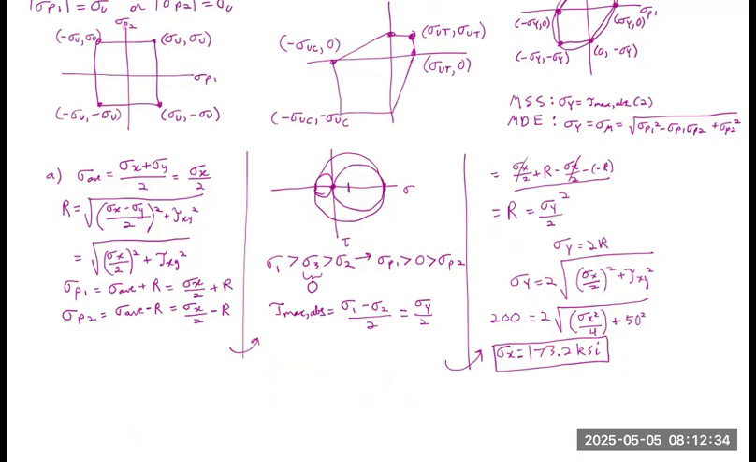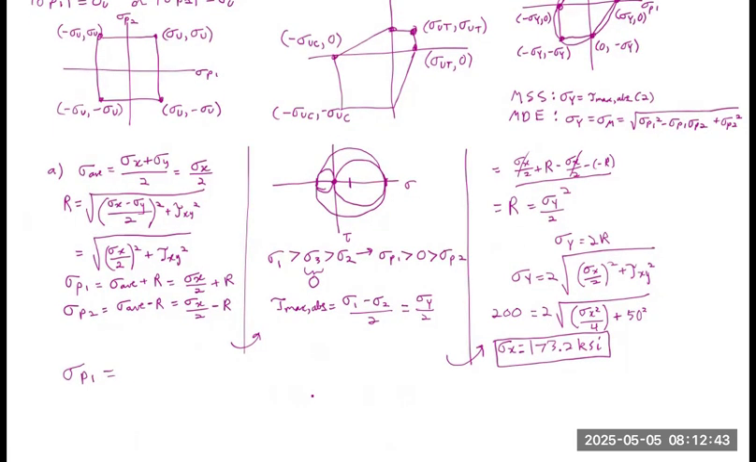So we get that principal stress 1 is equal to sigma average, which is sigma x over 2, plus our R value, which is the square root of sigma x over 2 squared plus tau xy squared.